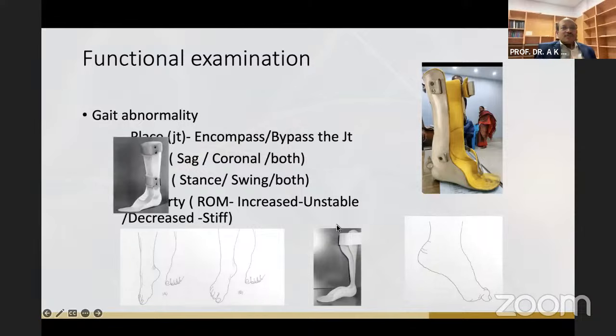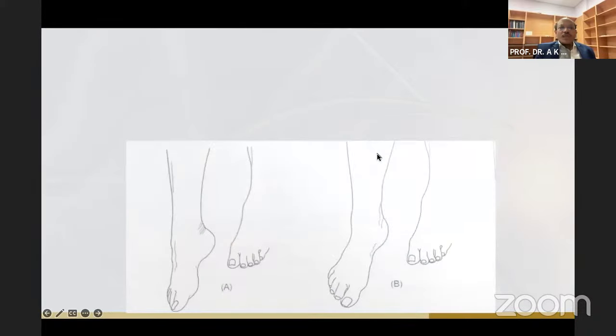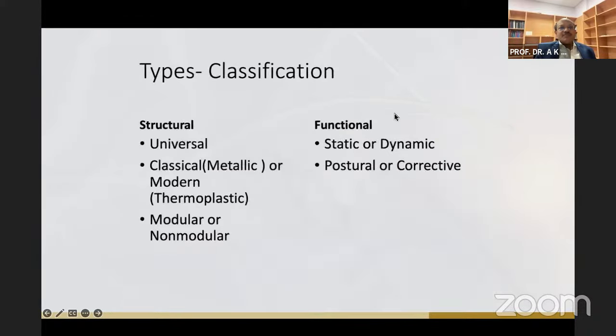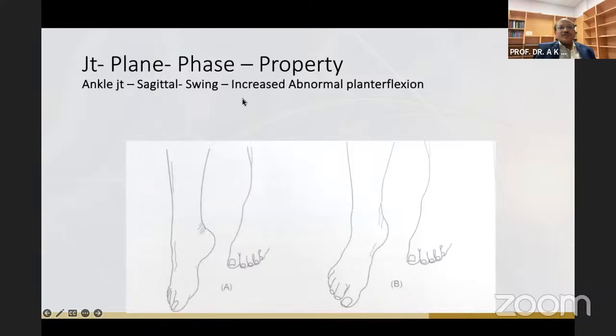Okay, so this is one. And if it is not correctable, and it involves both planes, then this sort of orthosis can be used, where a little bit of dorsiflexion is allowed, but plantar flexion will not be allowed. Okay, so this is the exercise. We can do it like this: which joint, which phase. Once you get the patient, we have to check in the same manner which joints are abnormal, in which plane it is abnormal, sagittal, coronal, or both planes, which phase, swing phase or stance phase or both phases, and the property, whether it is increased or decreased.